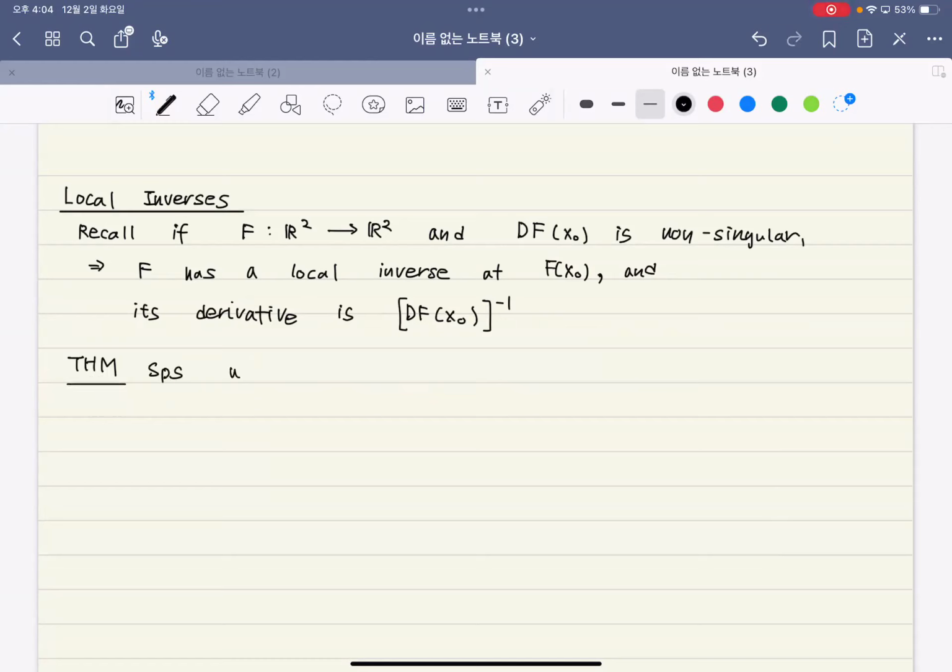Suppose I have a complex analytic function. I say this is a conformal function. In other words, the function is analytic and its derivative at this point is non-zero. Then f has a local inverse.